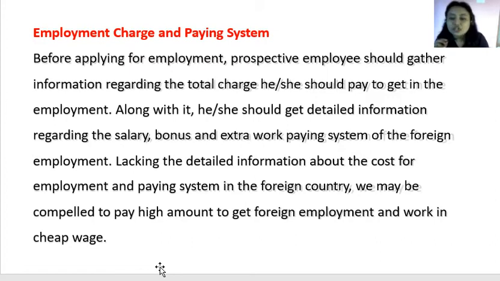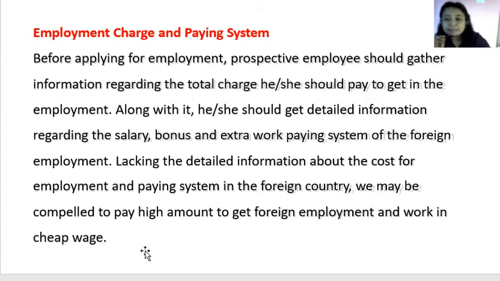How much you have to pay for doing the documentation and processing of your visa? That is all you need to know. You need to know the total charge that you should pay for getting into the employment. Along with it, you should also get detailed information regarding the salary, bonus, and extra work paying system of the foreign employment. Lacking detailed information about the cost of the employment and the paying system in the foreign country, we may be compelled to pay a high amount to get into foreign employment and work in cheap ways.